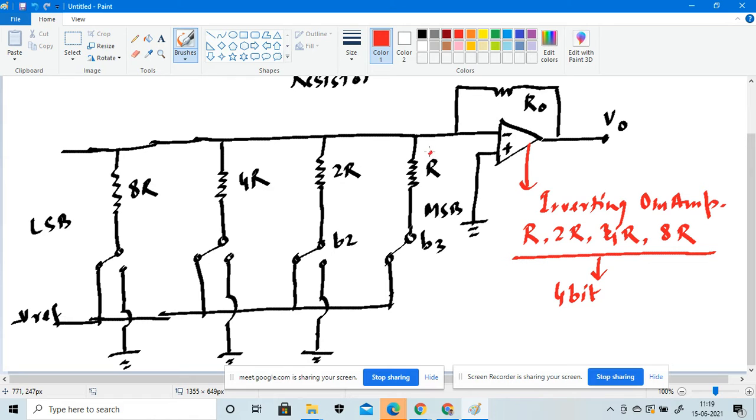Okay, so we will consider R, 2R, 4R and 8R. So this particular weighted resistor network will reconstruct 4 bits of digital output into the voltage output, that means V0. Okay, obviously. So if we consider these things, suppose this one will be B3, this will be my B2. Okay, and these switches we will consider as the B1 sequence, and this will be my B0 sequence. Okay, so this means what will be my output voltage.